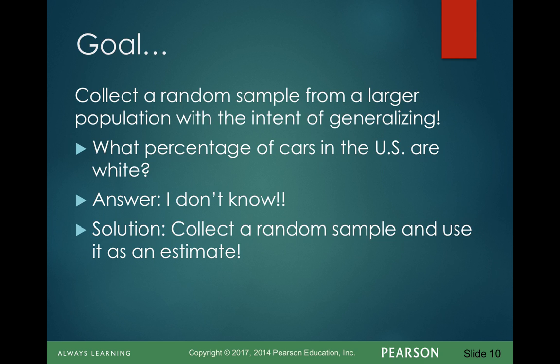So guys, the goal: collect a random sample from a larger population with the intent of generalizing. In other words, what percentage of cars in the U.S. are white? Answer, I don't know. Statistics is your best friend. You go out, you collect a random sample, and use this sample as an estimate of the larger percentage of cars in the United States that are white, which would be impossible to attain through a census.